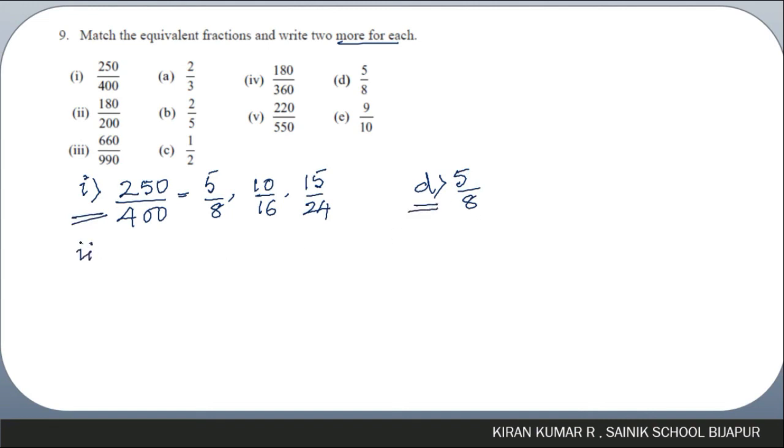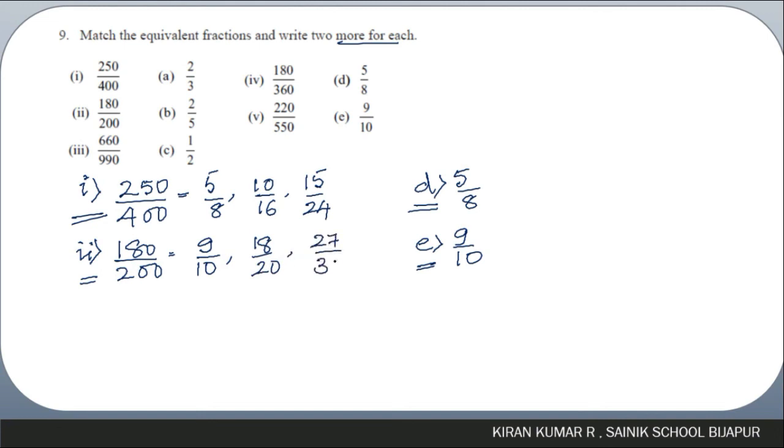Let's take up the second one, 180 upon 200. Here, both these numbers are divisible by 20: 9 times, 10 times. And this particular 9 by 10 is there in option E. So 2 and E match together. To get 2 more equivalent fractions, let me multiply by 2. I'll get 18 by 20. If I multiply by 3, I'll get 27 by 30.